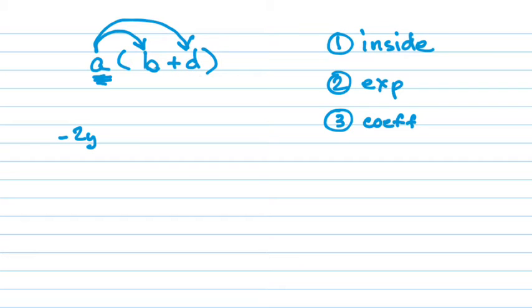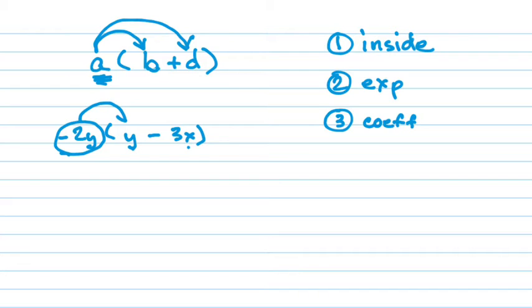Say we have negative 2y times y minus 3x, for example. First of all, we look inside the brackets. Are y and negative 3x like terms? Nope. Do I have an exponent? No. Do I have a coefficient? Yes. What is my coefficient? Negative 2y. So we need to use all of it when we're multiplying the terms.